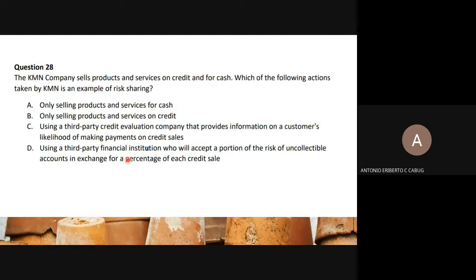Next. How about this one? The KMN company sells products and services on credit and for cash. Which of the following actions taken by KMN is an example of risk sharing? Risk sharing. Go.